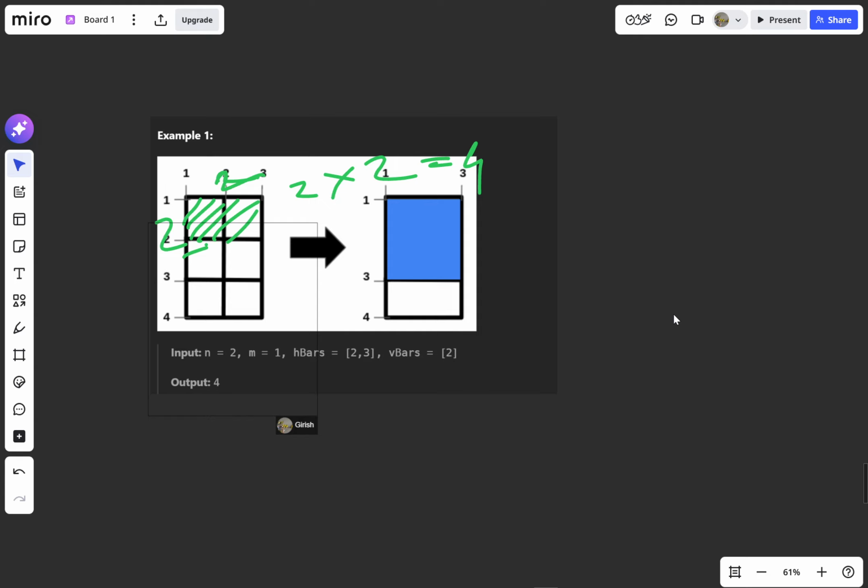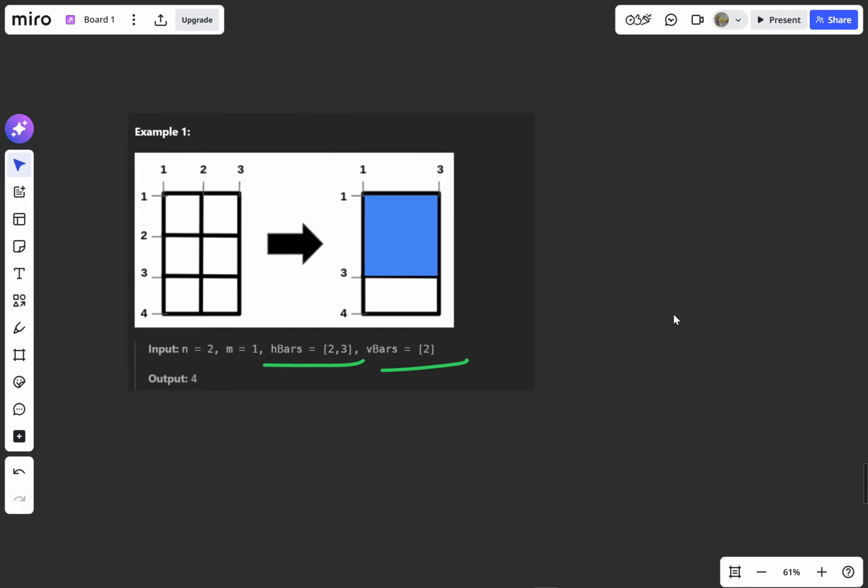Okay, then how will we figure it out? How did we get this answer? In this question, it has given the hBars we can remove and the vBars we can remove. So we have to figure out how many bars are continuous bars, because the continuous bars we can remove.